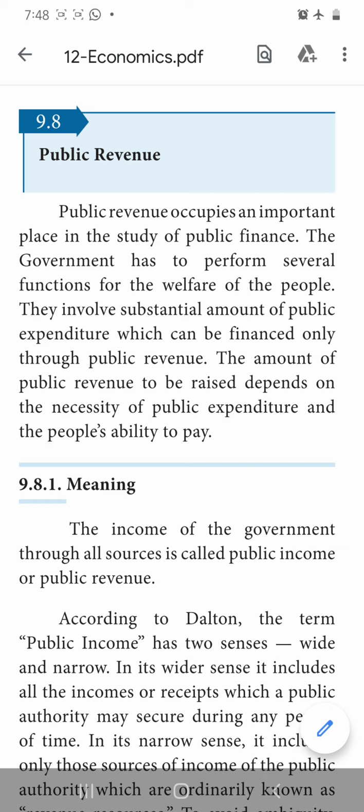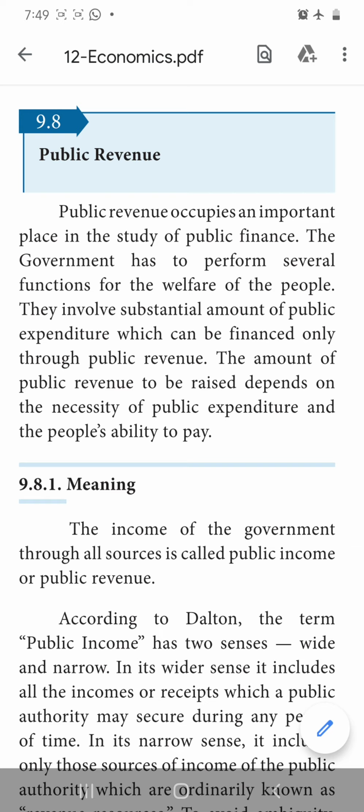The amount of public revenue to be raised depends on the necessity of public expenditure and the people's ability to pay. How much the people are able to pay, according to that alone, the public revenue will increase, and according to that alone the government also does the expenditure. Next, they have given the meaning. What is the meaning of it?